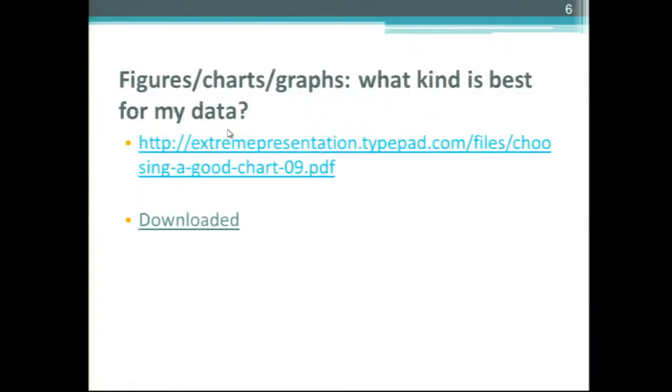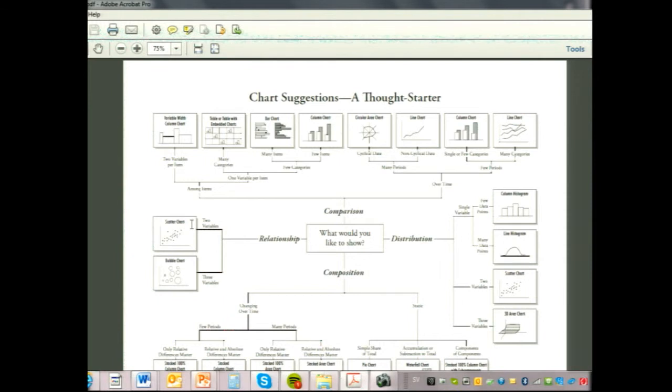This document here, I've given you a link here, and the slides will be available on the ARC website after the talk. But this will give you a link to a very nice document that you can use to help you make a choice and see the range of figures that are available that you might not have thought of firsthand. And I'll just first show it to you and then enlarge it.